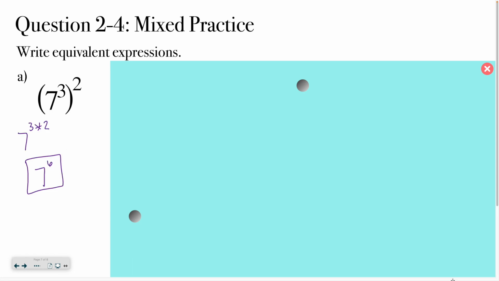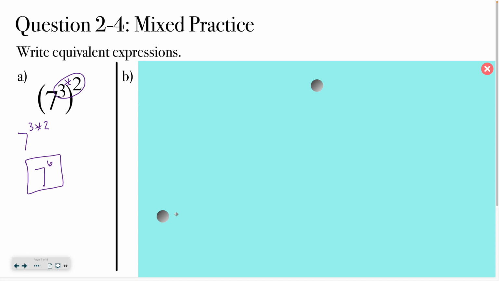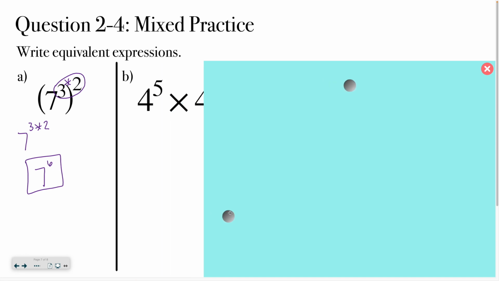Alright, for this problem, hopefully you said it was 7 to the 6th power because you recognized this was a power to a power. There's no base in between those, so we multiply. Now the next one, we have 4 to the 5th times 4 to the 3rd. Good luck.